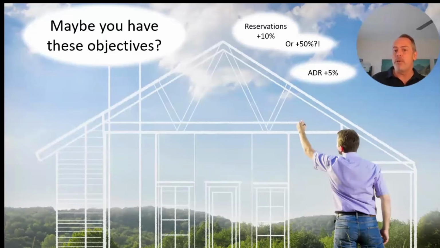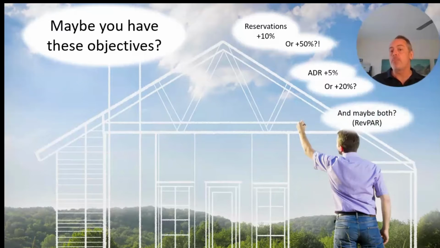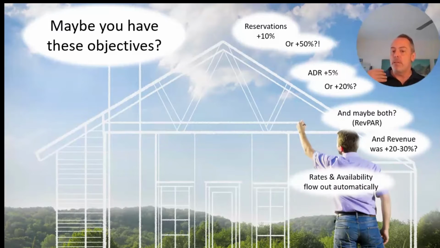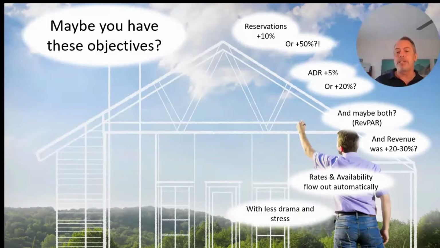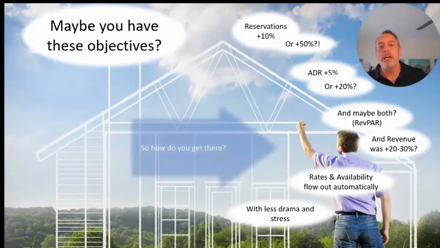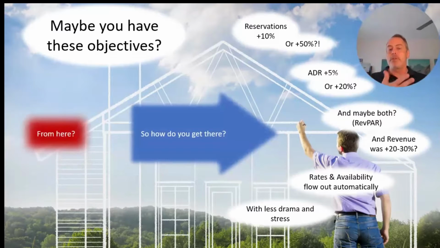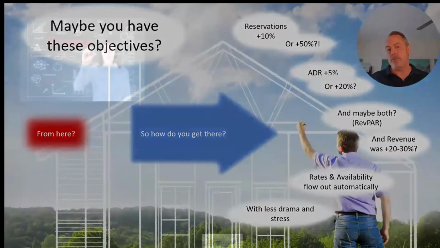Maybe you want to raise your average daily rate by 5% or even 20%. And maybe you want to do both of those things, right? Which is kind of like a RevPAR measure. And you want to get your revenue up 20, 30% perhaps, and rates and availability flowing out automatically to all of the channels, and no parity problems, all of this with a lot less drama and stress, right? So how do you get here if maybe you're in a very different place over here to the left? So that's what we're going to talk about today.